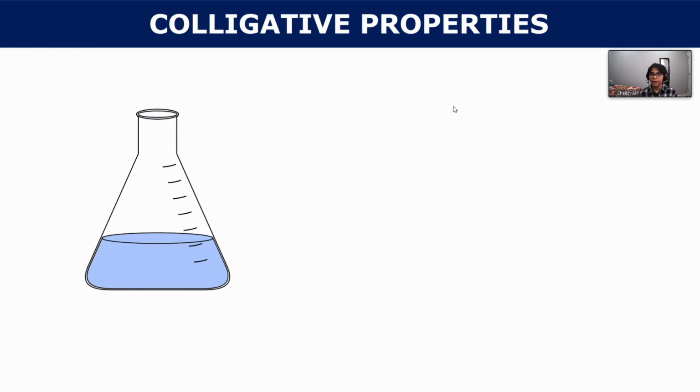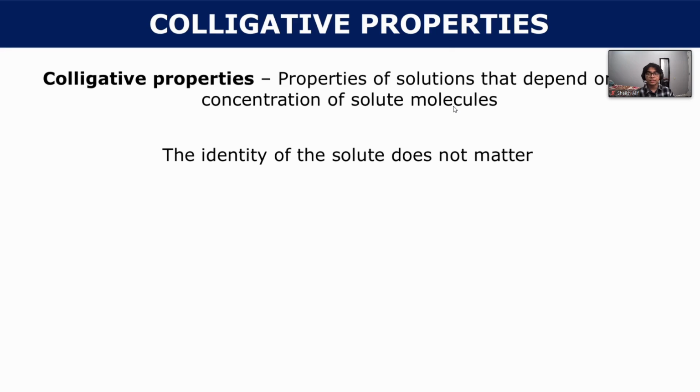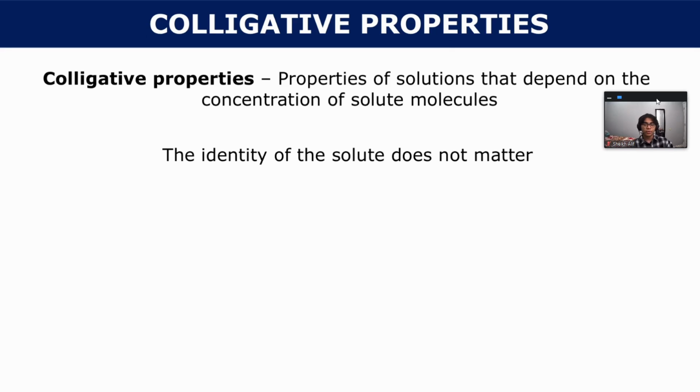Well, imagine you have a solvent, something like water. We know that the properties of that solvent are going to be different if you add some solute, right? The properties of that solution are going to change based on that solute. And similarly, in colligative properties, we discuss the properties of solutions that depend on the concentration of solute molecules. So if you have some solute versus a lot of solute, what type of things change?